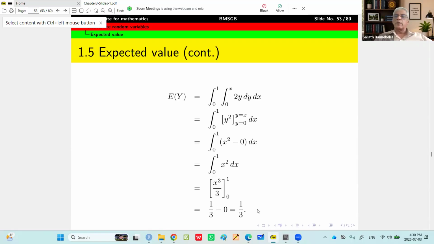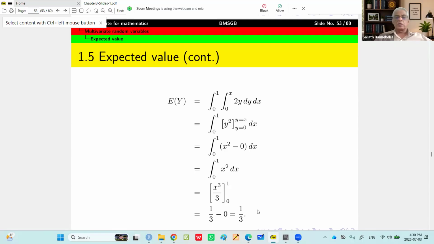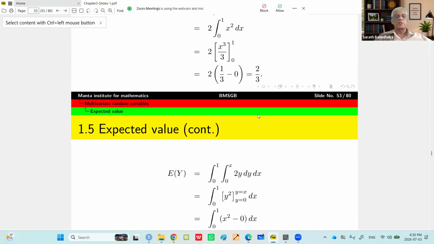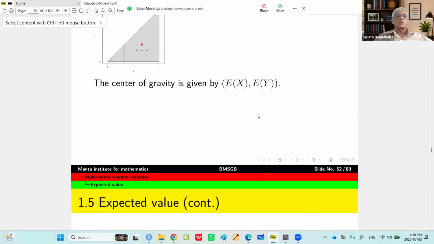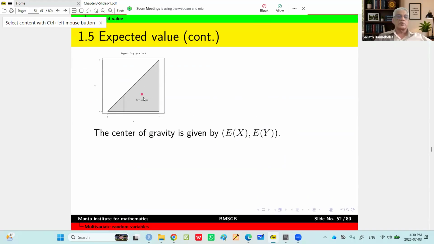So therefore, the center of gravity point will be, x coordinate of that will be equal to 2 over 3. Y coordinate is equal to 1 over 3. So that's what I have shown here in the picture. That point here, x equal to 2 over 3, y equal to 1 over 3. And this is the center of gravity that we know from geometry also.